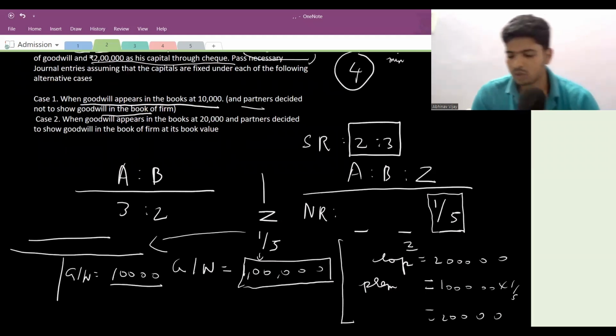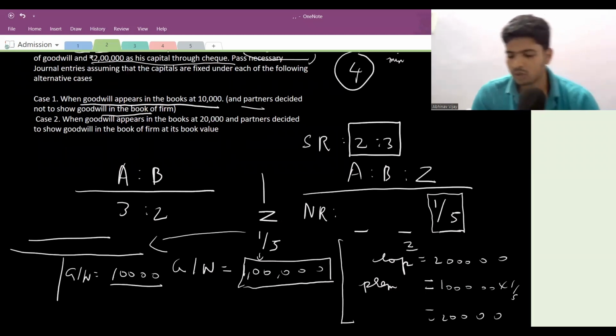Now, also, before we move on to the next step, I want you to pass the first entry. You already know what the first entry is. Bank account debited to capital account. So which capital? D capital account. And to premium for goodwill. So basically, what do we do? 2 lakh, 2,25,000, 2 lakh here, and 25,000 here.